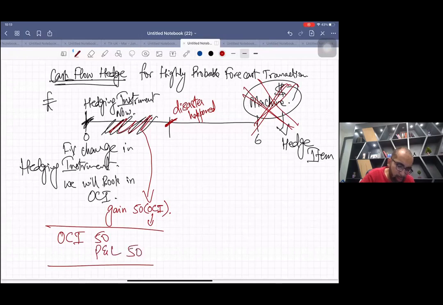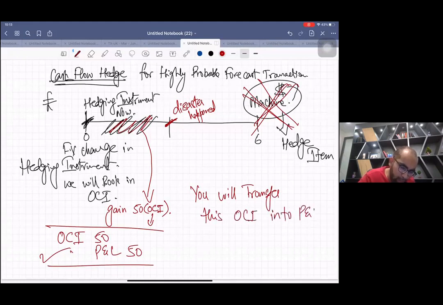You will transfer this OCI into P&L now. And what's the logic? Because there is nothing to match in future.